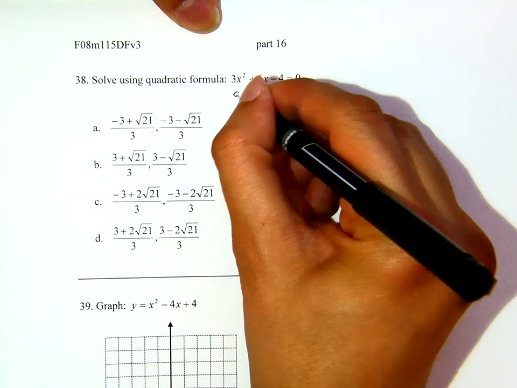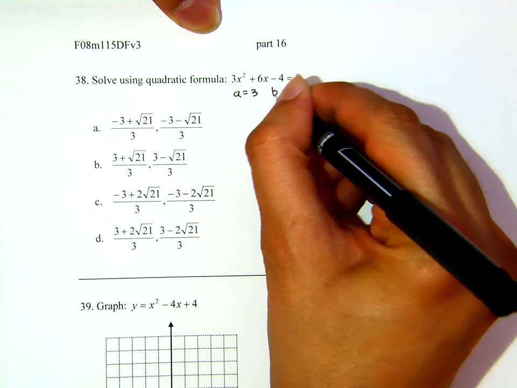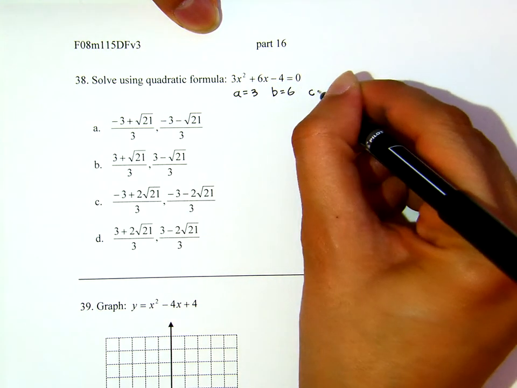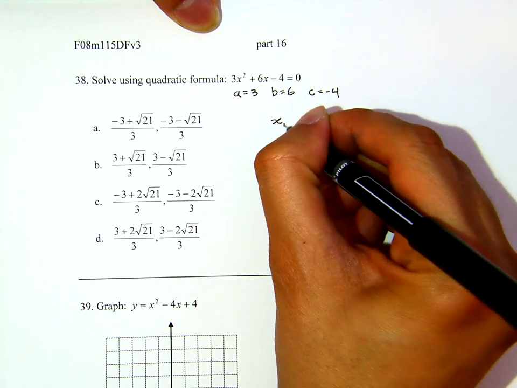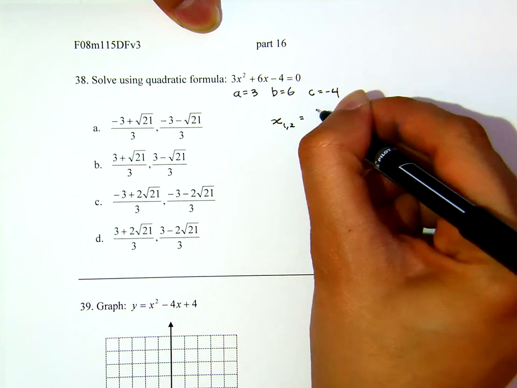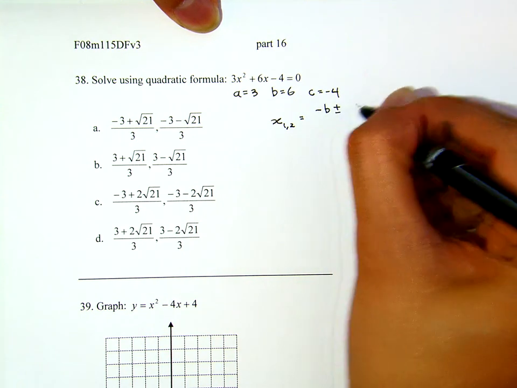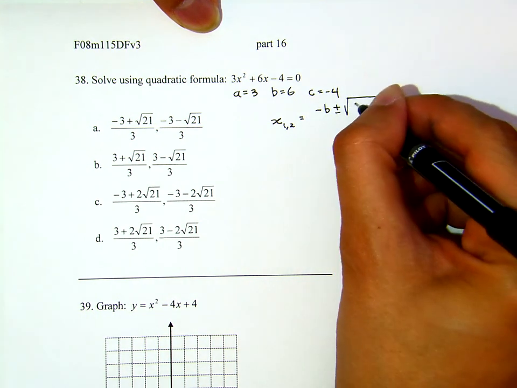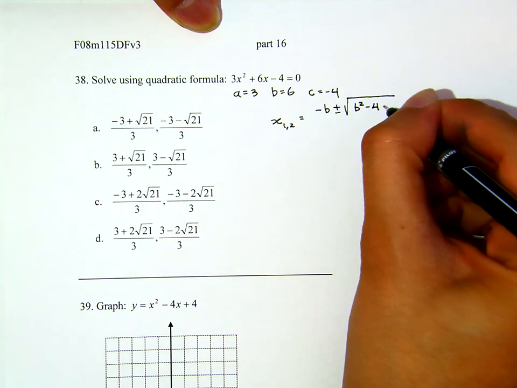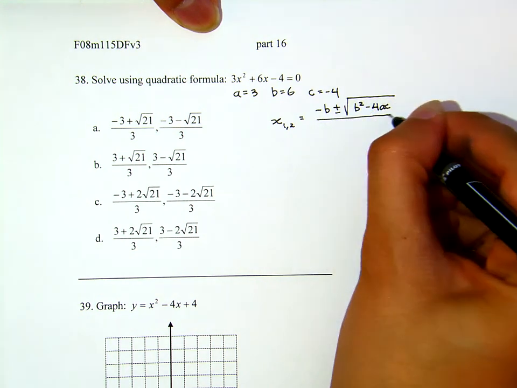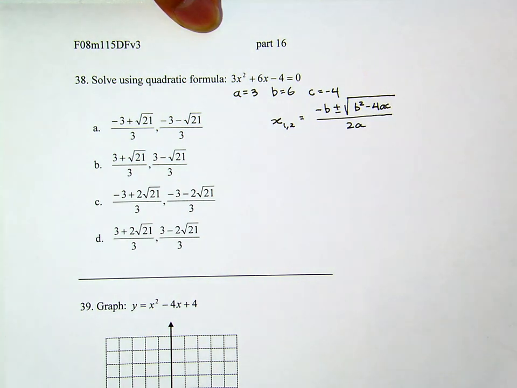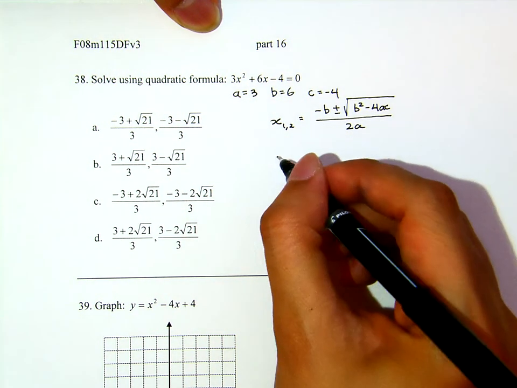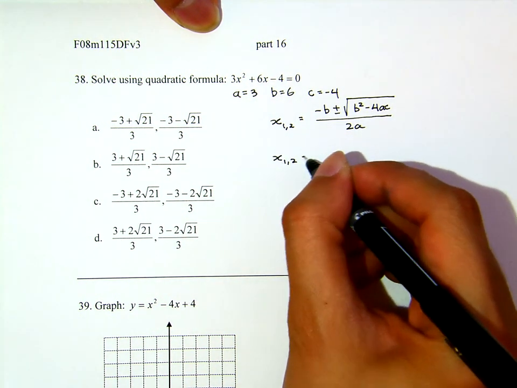The A is 3, the B is 6, and the C is -4. Now the quadratic formula is given by x1,2 equals -b plus minus square root of b squared minus 4ac, all over 2a. Now you have to memorize this formula. If you have any formula you need to memorize, this is the one. Okay, now what I will do next is plug the numbers in.